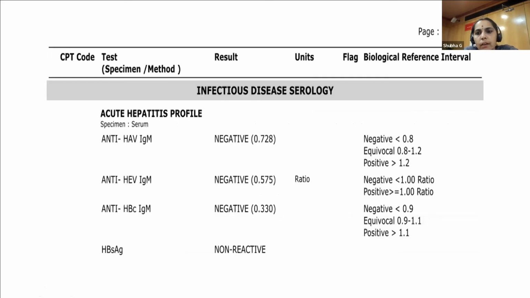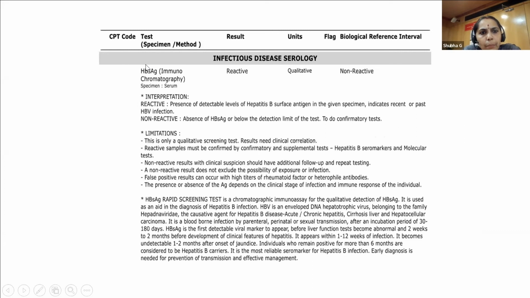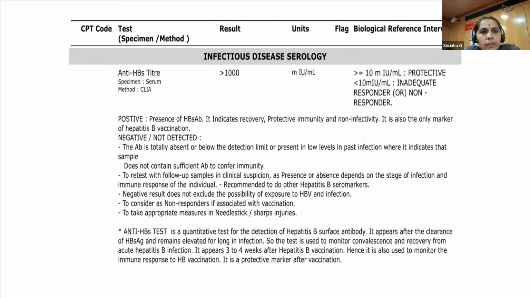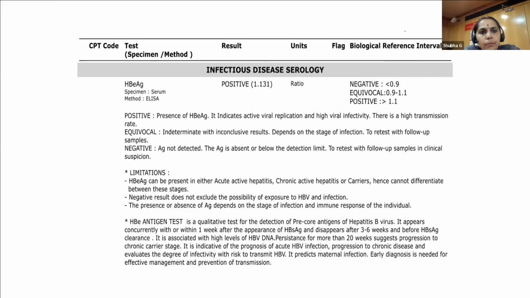So these are some of our lab reports. We have an acute hepatitis profile where we do an anti-HAV IgM, anti-HEV, anti-HBc IgM, and HBsAg. And then via CLIA, we do HBsAg antigen. We also use a rapid screening test, immunochromatography for HBsAg, with results which can be available within an hour. Then the anti-HBs titers and the anti-HBc IgM, the HBe antigen, the anti-HBe.